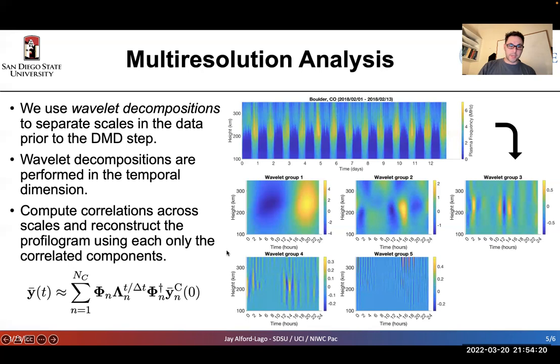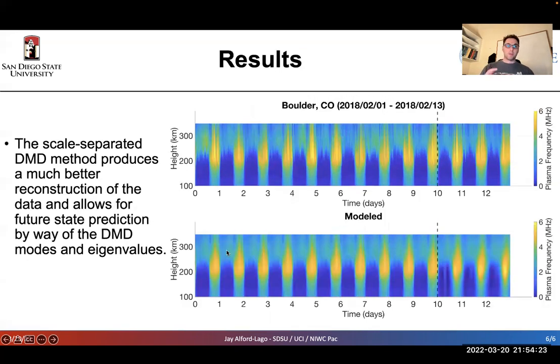But the result of this SSDMD model is it produces a much better reconstruction of the data, and it still allows for future prediction of the system, forecasting of the system, by way of the modes and eigenvalues. In this case, we're using just the first 10 days of data, denoted by the vertical dotted black line here, to fit our SSDMD model. And then we're using the remaining 3 days to evaluate the forecast capability. So this research going forward will look into further improving the accuracy of such modeling techniques for space weather systems.